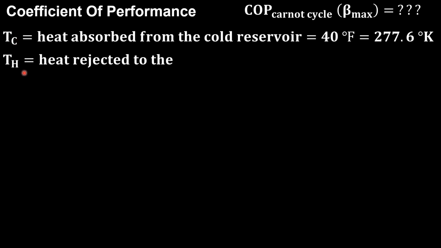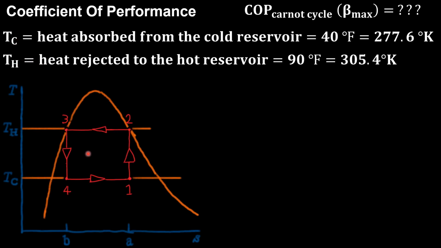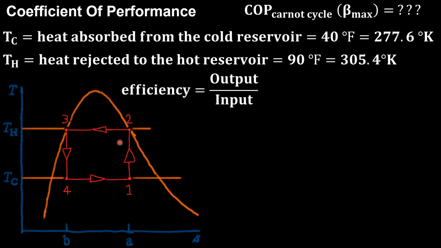So here we have the two thermal reservoir temperatures, and this is our temperature entropy diagram. So let's remember, what is efficiency? Efficiency is the output or the desired value over the given value or the input. So what is the output? What are we desired to do in this refrigeration cycle?